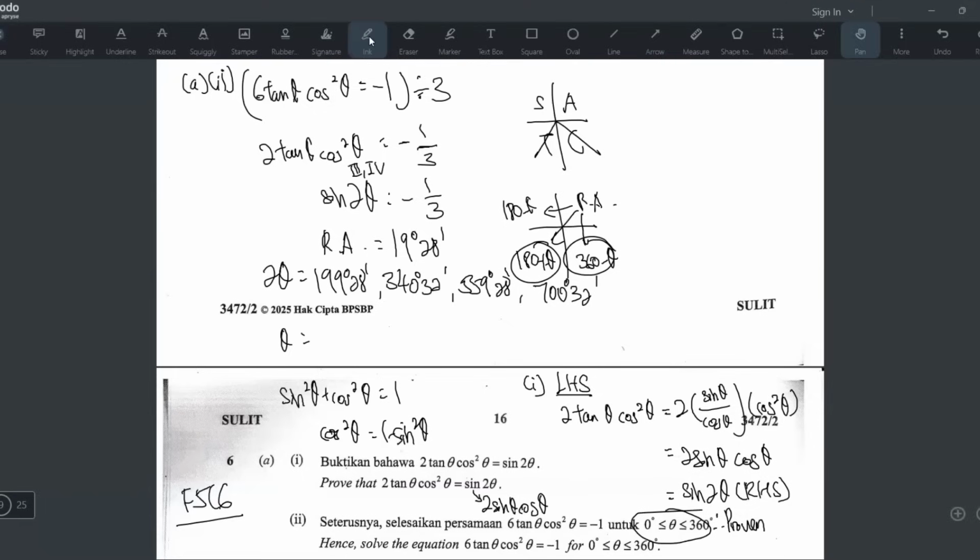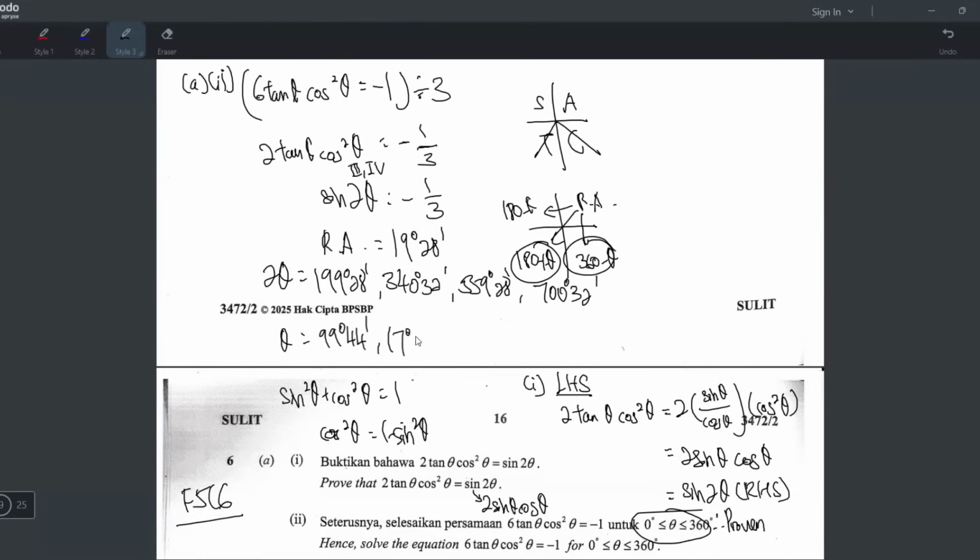Divide by 2. What is this? 99 degrees 44 minutes. And then the next one, this one divide by 2, 170 degrees 60 minutes. And then the next one is 279 degrees 44 minutes. And then the last one divide by 2, 350 degrees 60 minutes. I'll say it one more time, you can write in decimal if you want. So that's the answer.